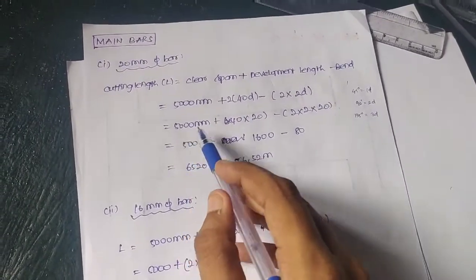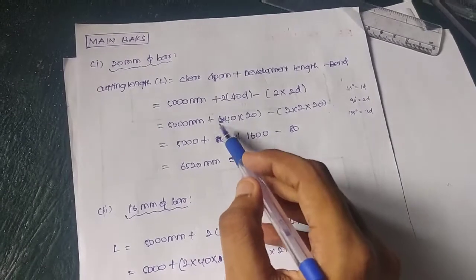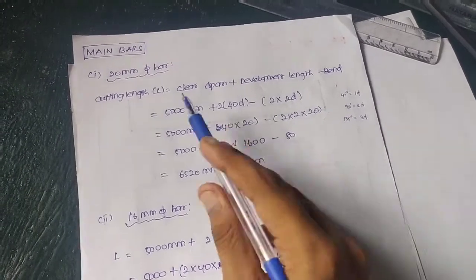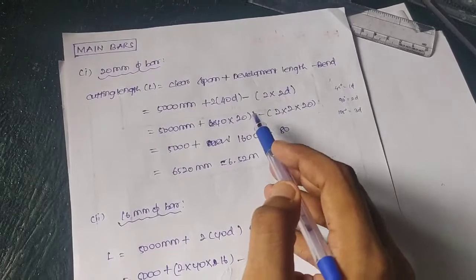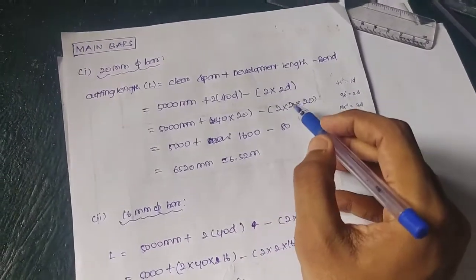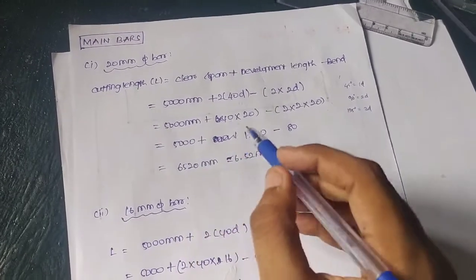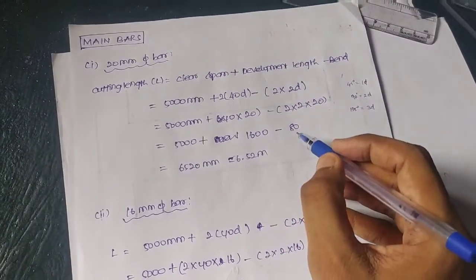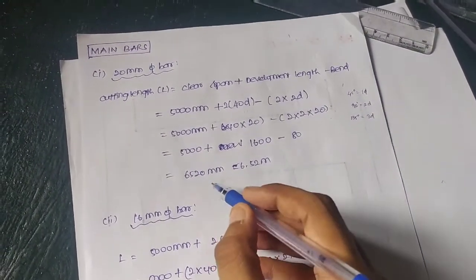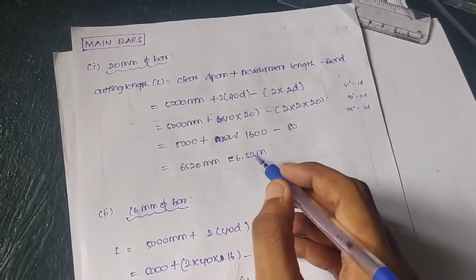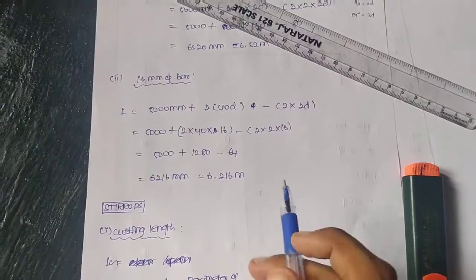So finally 5000 mm plus 2 into 40 into dia of bar, which is 20 mm, minus 2 into 2 into D, where D is 20 mm. So 5000 plus 1600 minus 80 is 6520 mm, which is nothing but 6.52 meter.